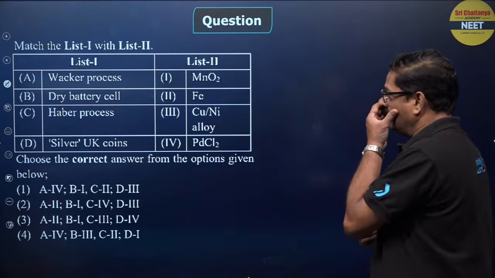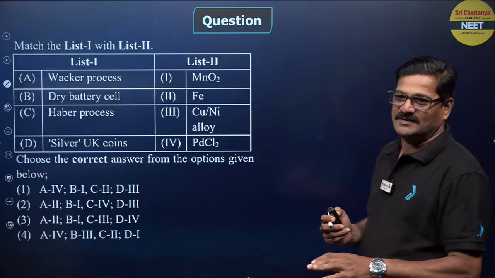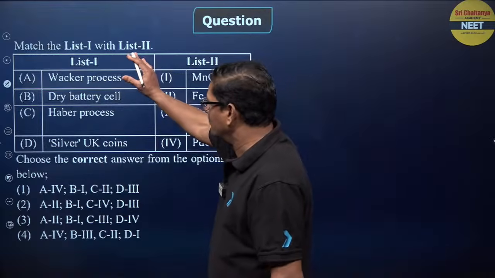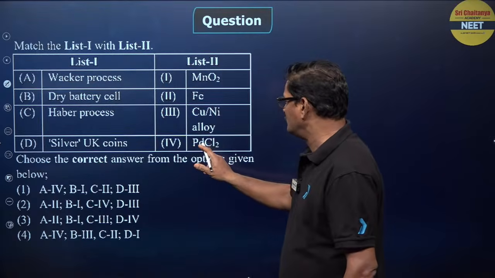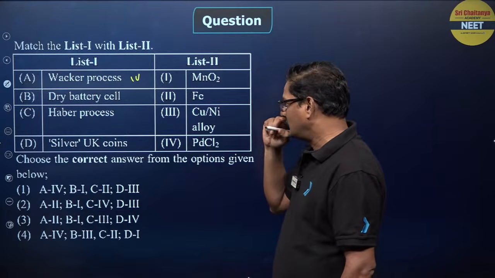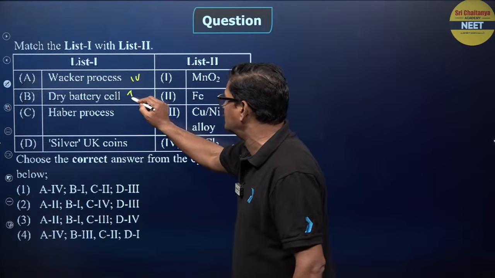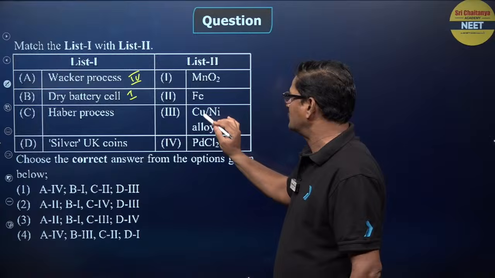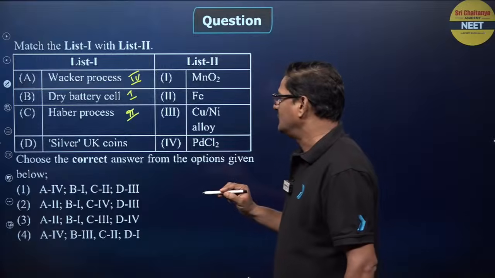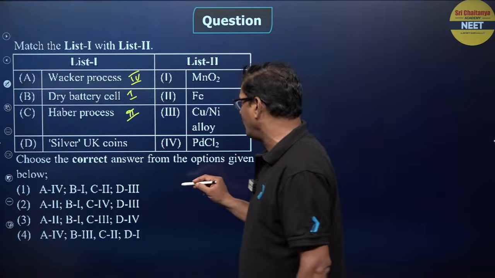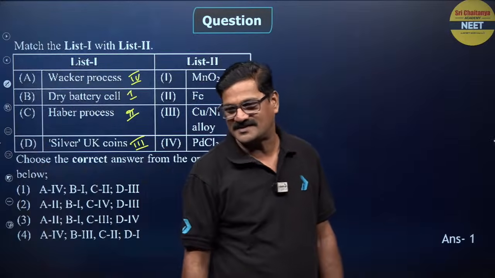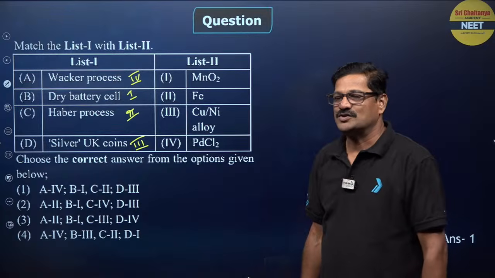Okay, come on. Yes, matching. Again, matching type questions are very important here, bacho. Palak, you tell me the answer for this. Wacker process, we use PdCl2, so I want to show 4. And a dry battery cell contains manganese dioxide. And Haber's process, I use iron over here, so I just want to use this 2. And silver, UK coin, copper, nickel alloy, so I want to say it is going to be 3. The answer for this question is option 1. What do you say, Surya Pratap?